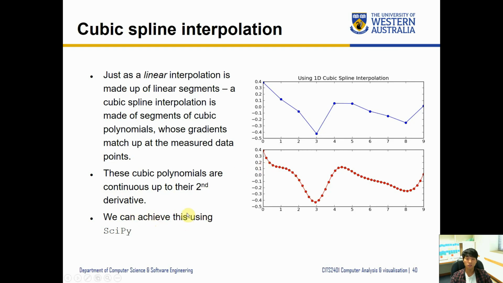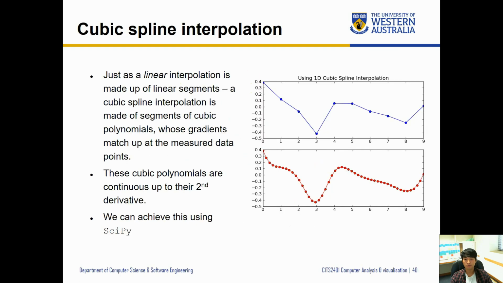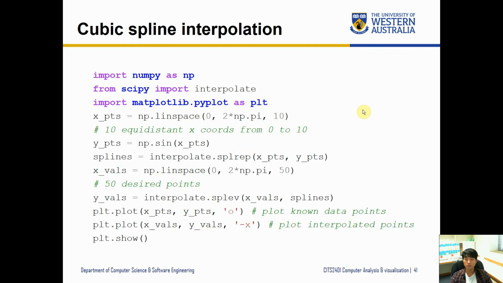Okay, so we can achieve this using a library called SciPy. It's a scientific Python library. Let's have a look at how we can do this. Again, if you haven't got this installed, just run pip install scipy, and that's going to give it to you. So let's have a look at how to implement this. This is the code using SciPy. We're still using NumPy to handle arrays, but we're going to be using SciPy to do the interpolation.